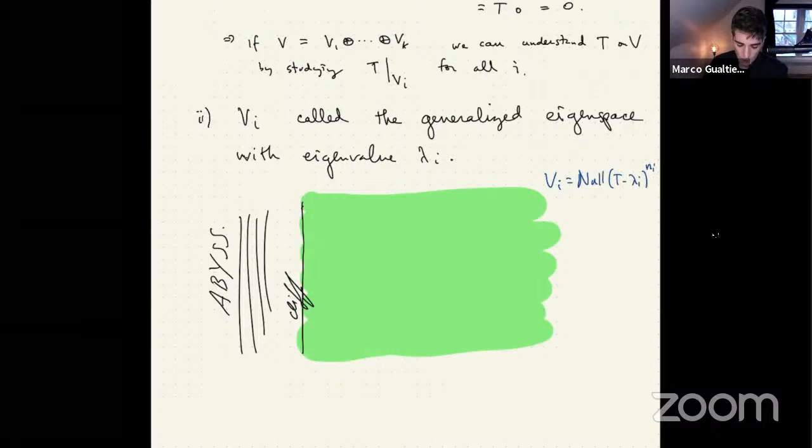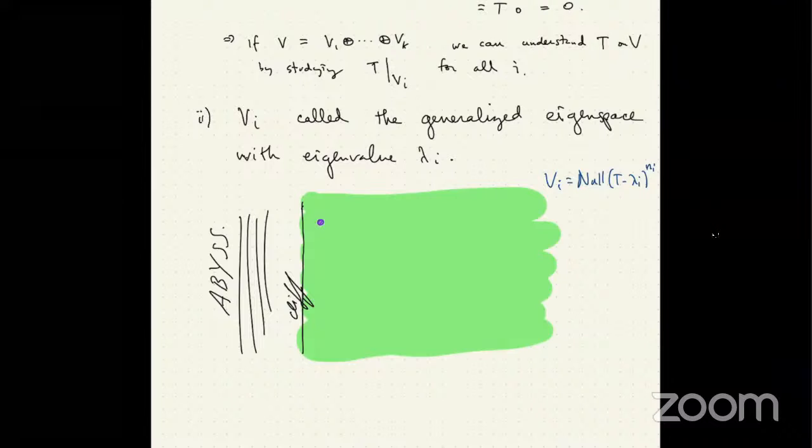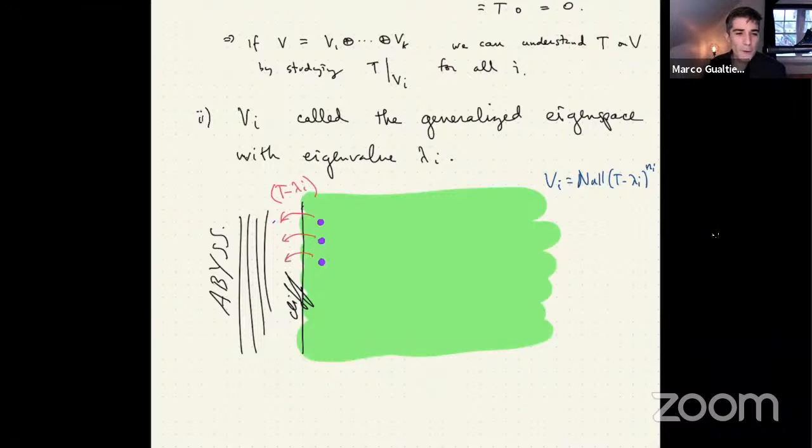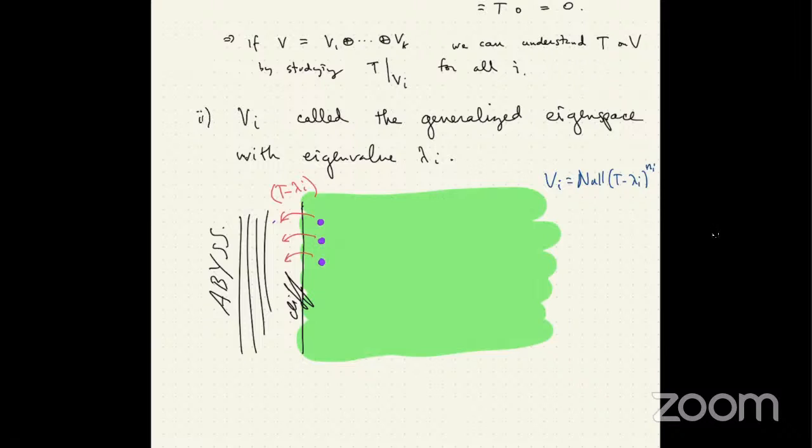So what do we have inside this null space? Well, we have some vectors which are sent by T minus lambda I directly into the abyss. If I apply T minus lambda I, they all jump off the cliff. What are the vectors that are killed by T minus lambda I? You know them well. What are they? The eigenvectors.